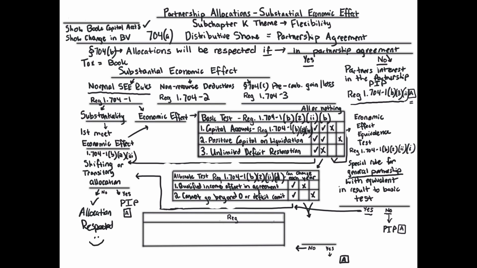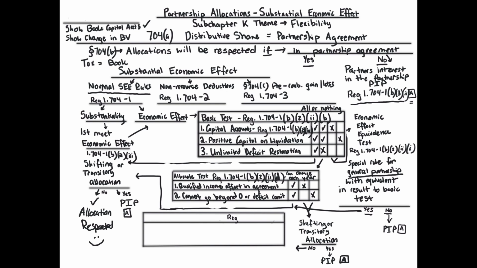Now, let's go back because we haven't finished this. Let's go back to the alternate test, and if we fail one or two in the alternate test, then we have to also consider the same idea. Is it shifting or transitory allocation? If it is, then again, we're going to apply the partner's interest in the partnership factors test, which again, we do not want because of the certainty issue. Okay? But if it's not shifting or transitory for the same exact analysis we just did, then we have a special rule.